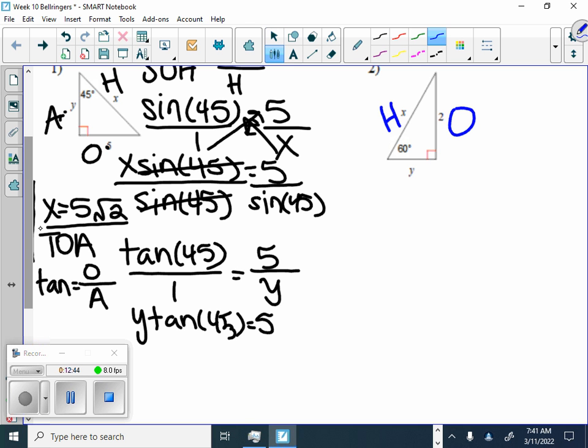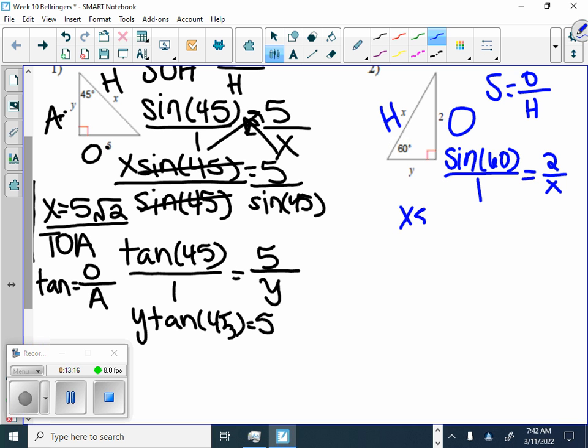Alright, so I'm going to find x first, okay? If you decide to find y first, that's okay, but it still should have been essentially the same method. So I have opposite and hypotenuse, so which one do I need to use? Sine, okay? So sine is opposite over hypotenuse. That's what your SO in SOHCAHTOA is, okay? So sine of my angle over 1 equals opposite. Which one did I mark as opposite? 2, so 2 over x.